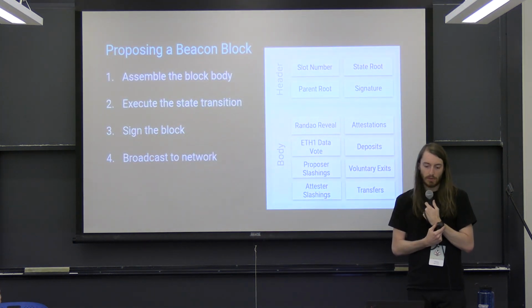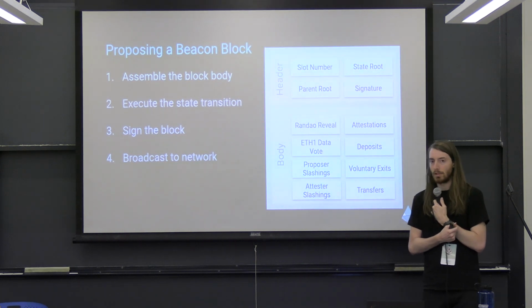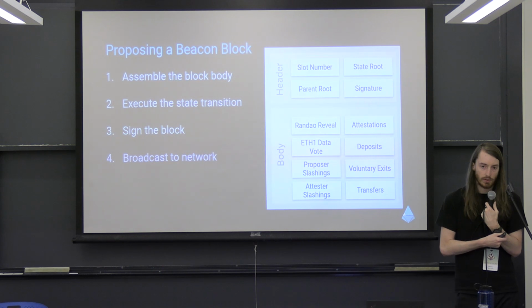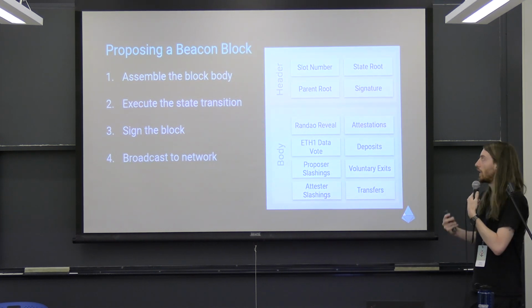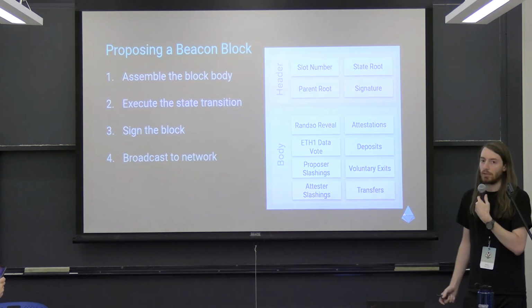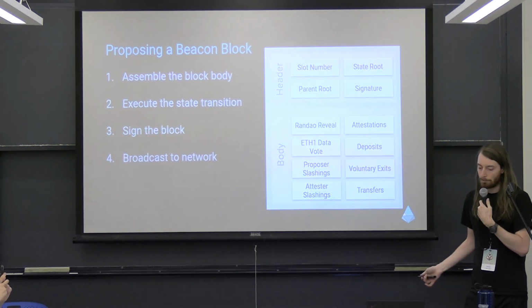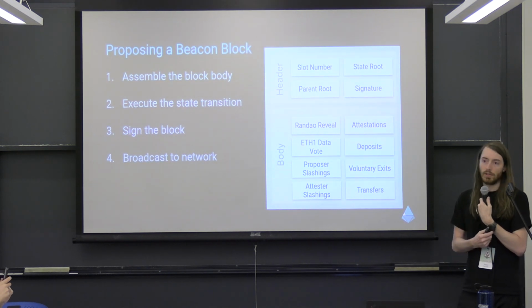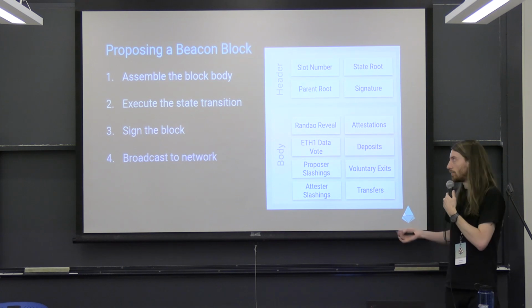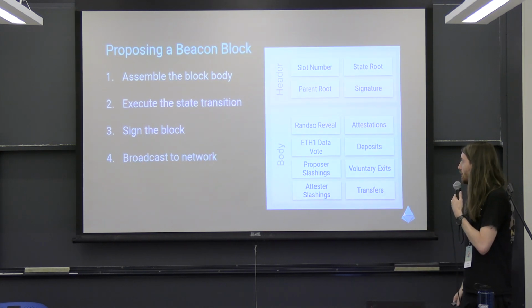Okay, so what does it mean to produce a beacon block? If you're familiar with ETH1, you might be familiar with blocks and how they're assembled. So you have a header and a body essentially. And these look much different than ETH1. One important thing you'll notice, there's no transactions. That doesn't come until phase 2, so we're still just talking about phase 0, the beacon chain. Beacon blocks are a little bit different than ETH1 blocks.